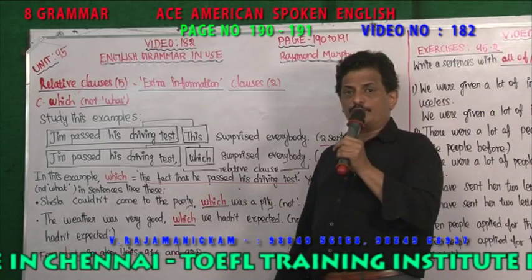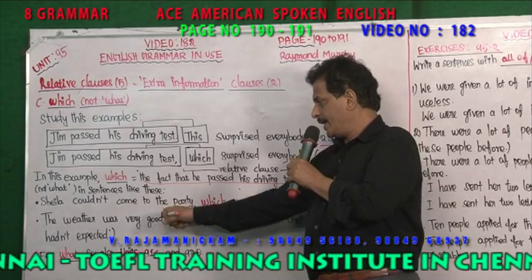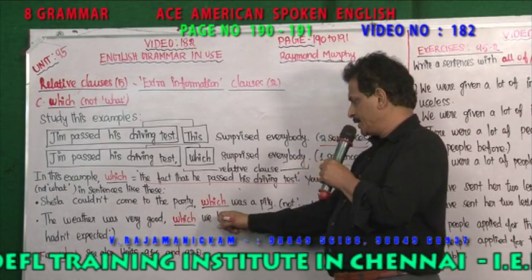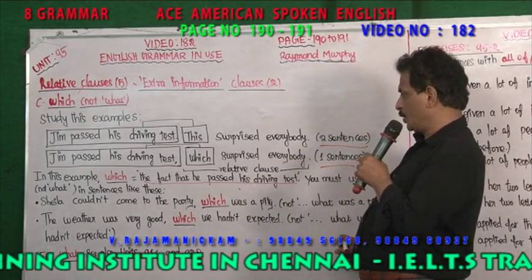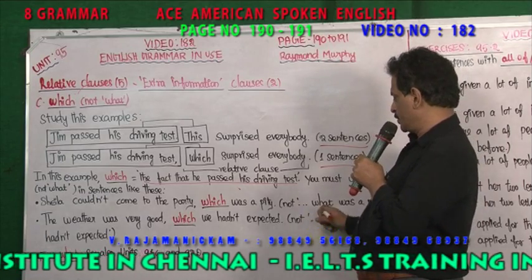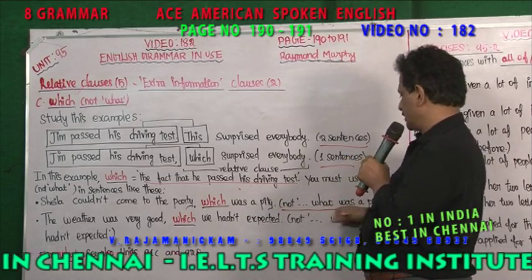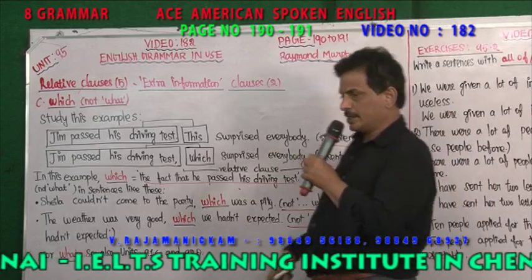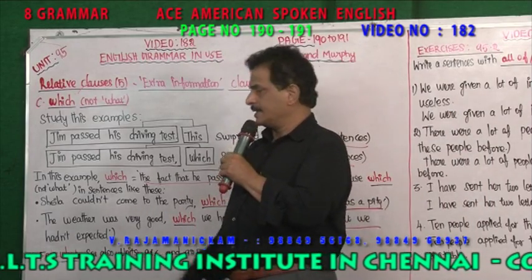If you want to go in for two sentences, how do you say? The weather was very good. This we hadn't expected, not what we hadn't expected. You are not supposed to use what was a pity, what we expected. No. For what? Separate lessons you have to see.